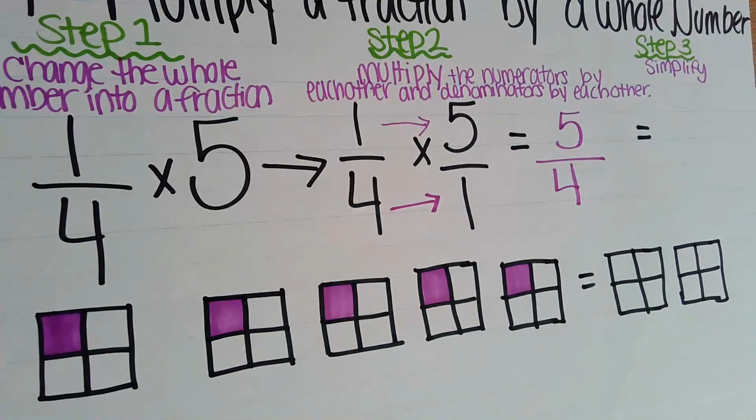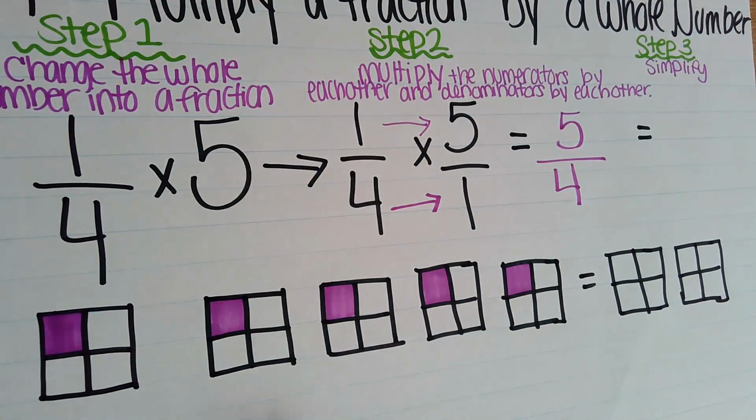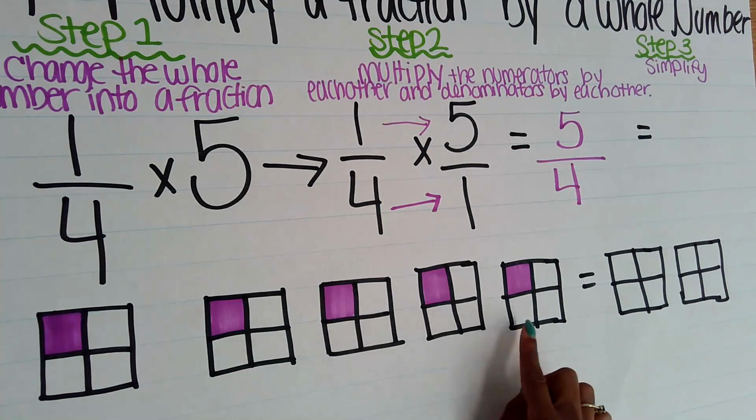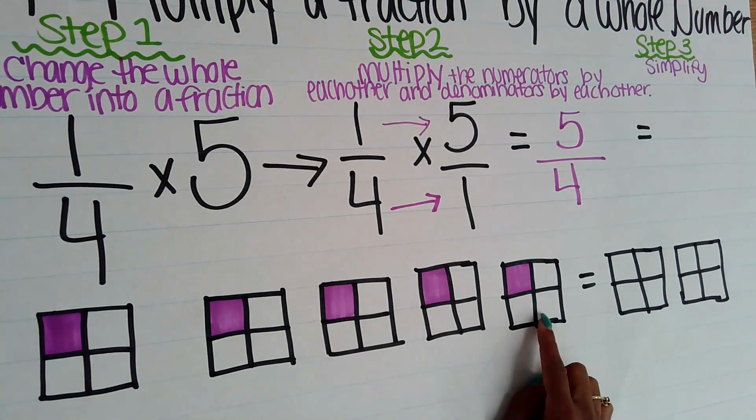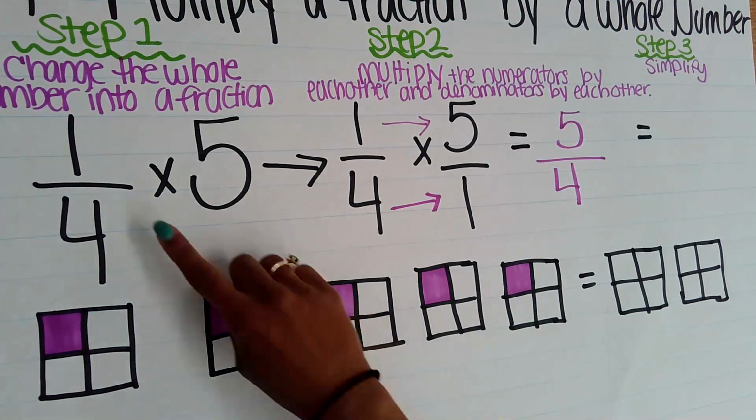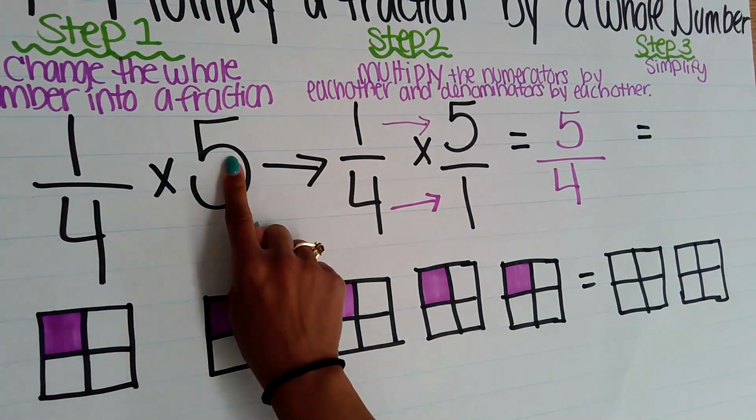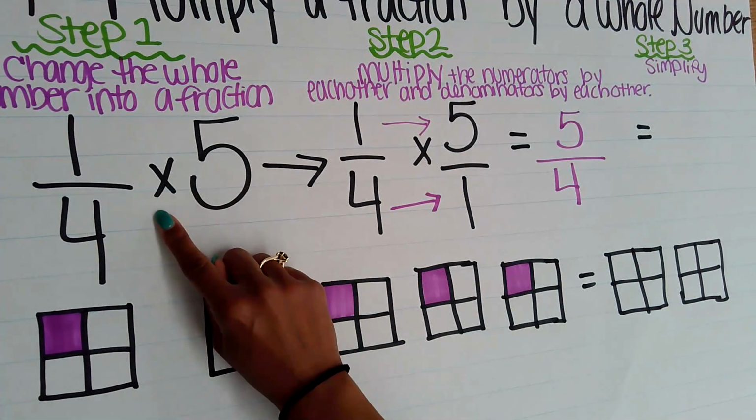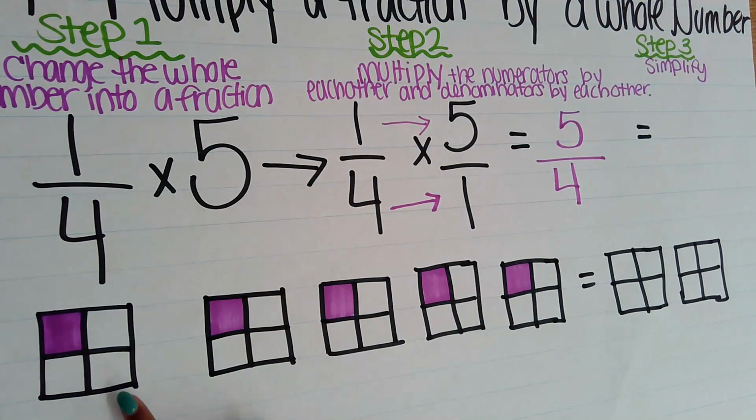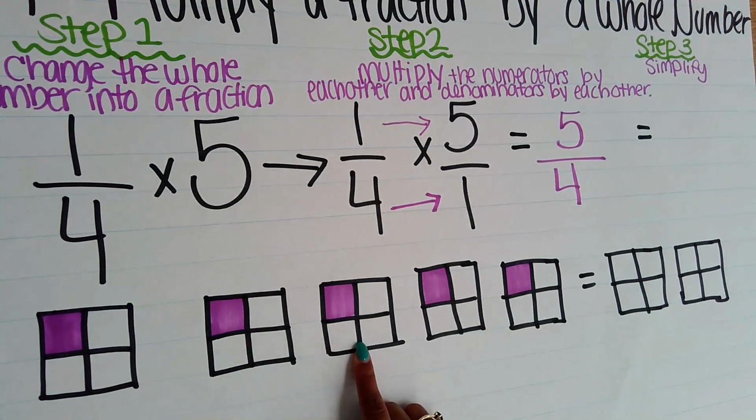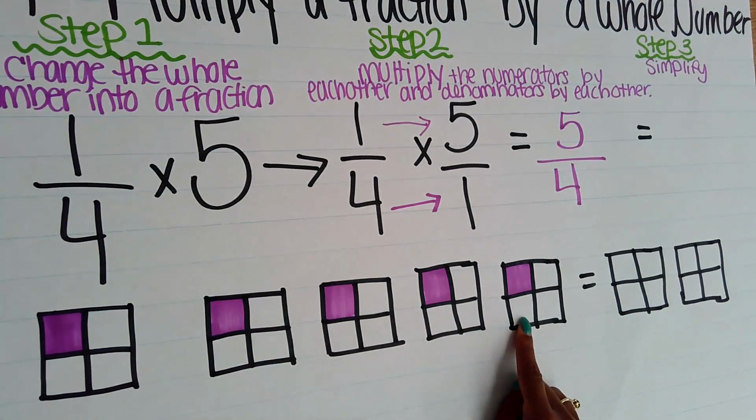A visual helps students to understand what simplifying means. So I have 1, 2, 3, 4, 5 wholes split into fourths because 1/4 times 5, remember, multiplication is just repeated addition. So I have 1/4 plus 1/4 plus 1/4 plus 1/4 plus 1/4.